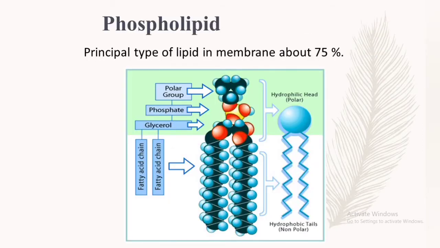So you can see in this picture the phospholipid. 75% of the membrane consists of phospholipid. You can see in the picture that the polar group is made up of phosphate group and the tail is formed from the lipid, as you can see in the picture given on the screen.